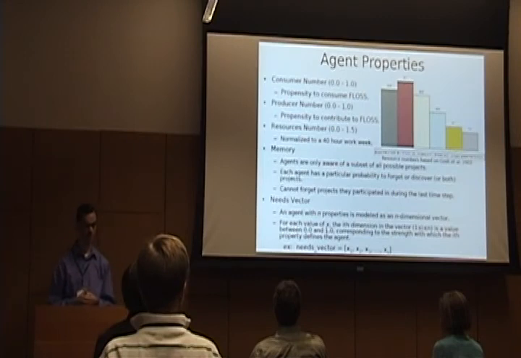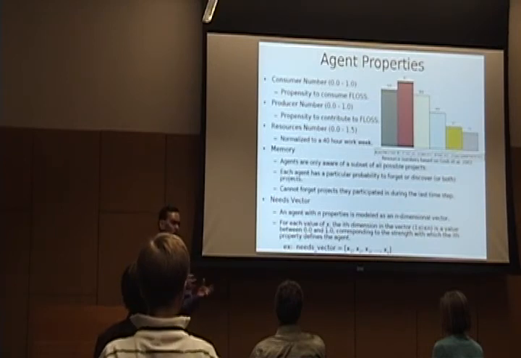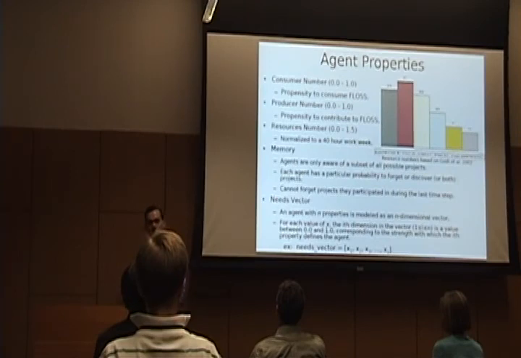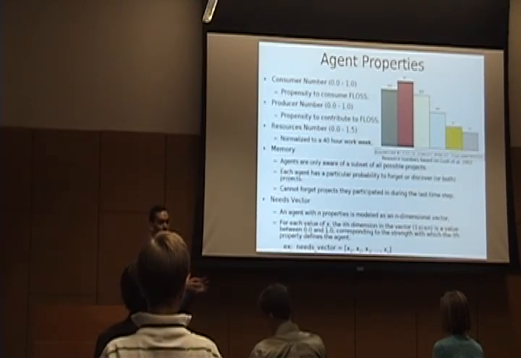That's pretty realistic. Then finally, we have this concept of a needs vector. The idea is that every agent is potentially interested in certain kinds of projects. This agent may be interested in business applications, another may be interested in games and networking. So we abstract this idea into essentially a vector of values between 0 and 1, and use this to represent the interest of the agent.